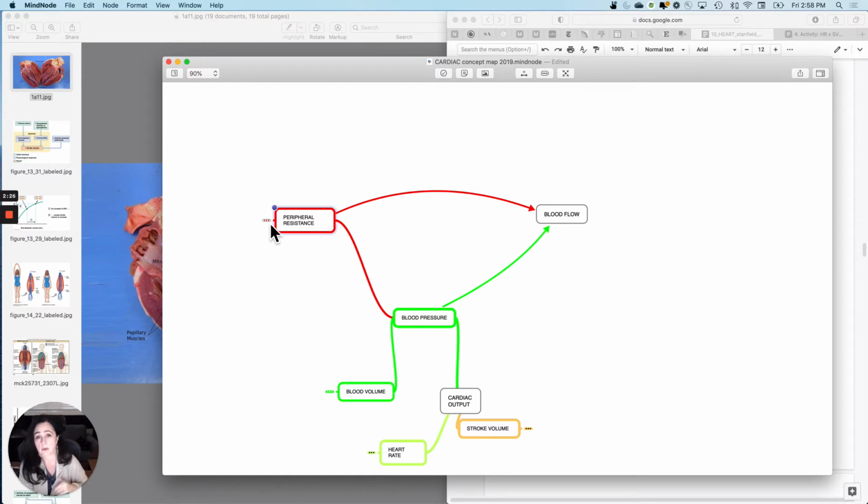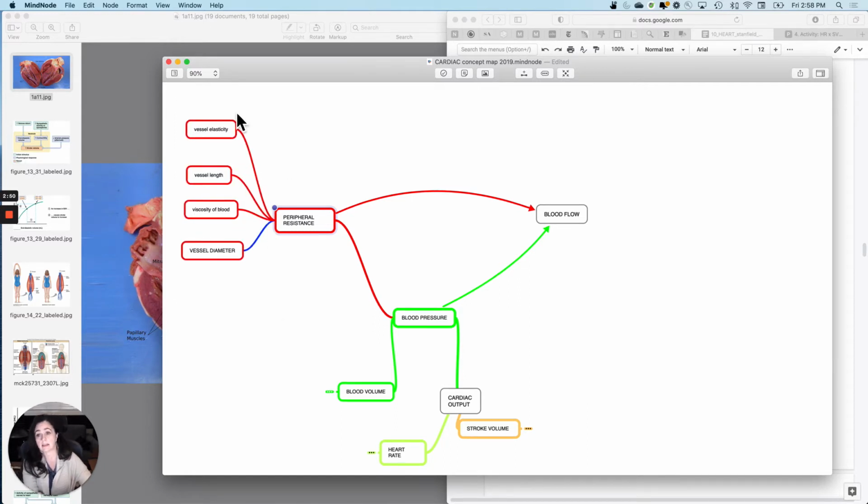What we talked about was resistance, right? And resistance primarily occurred in the vessels, not in the heart. And resistance was the opposition to flow between 2 points at a given delta P, meaning I'm holding pressure constant. What can make it harder or easier for blood to flow between those 2 points? And we basically said that there were these things: the vessel elasticity, the vessel length, the viscosity of the blood, and then the vessel diameter.